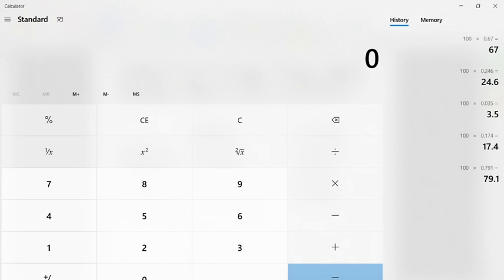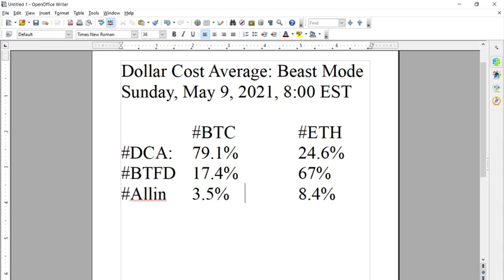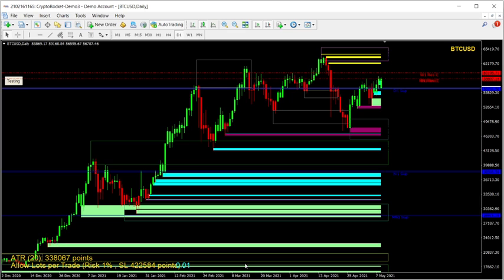And the all-in escrow is 8.4%. So we have our 100 times 8.4% equals $8.40. So that will go into your all-in escrow for Ethereum. You see there's a big difference between the two. Let's go back here to the big difference between the dollar cost average of Bitcoin and Ethereum. I explained this last week. Let's see if we can go into a little deeper detail.